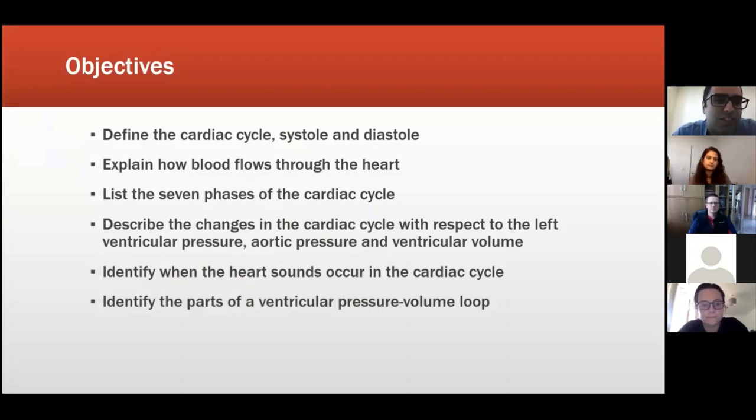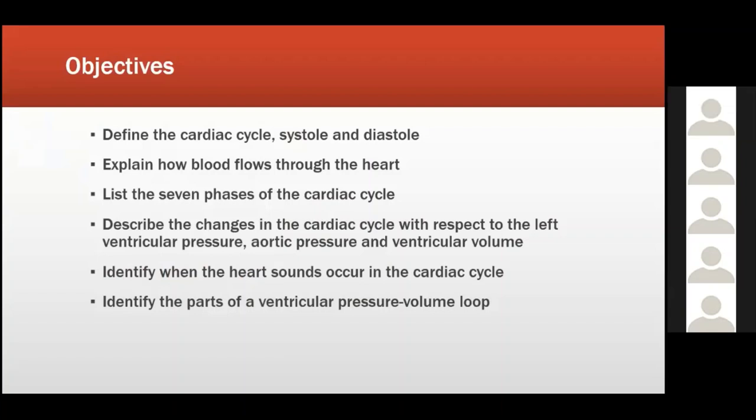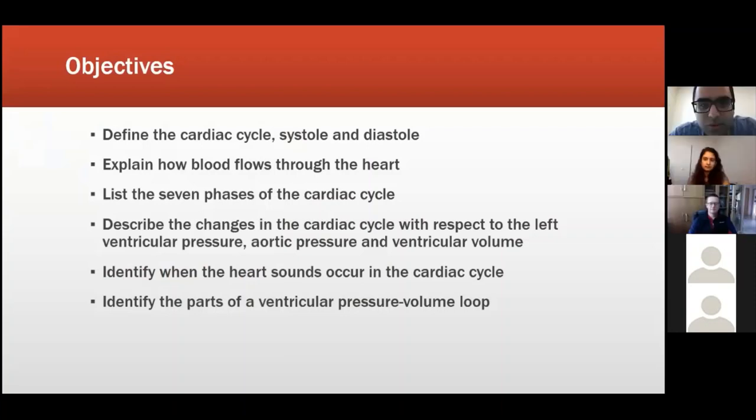The objectives of this session today are to define the cardiac cycle, systole and diastole, and in particular to explain how blood flows through the heart during the cardiac cycle. The cardiac cycle is composed of seven phases, which we are going to discuss in detail, and to understand the different pressures, flows and volumes in each of the phases. Finally, we'll talk about the heart sounds and where they occur in the cardiac cycle. And we're going to do a very brief overview of the ventricular pressure volume loops, which ideally needs to be an entire presentation, but we'll have a quick overview of that at the end.